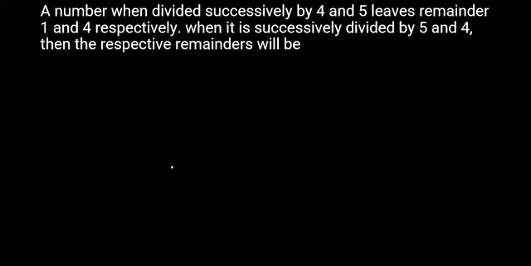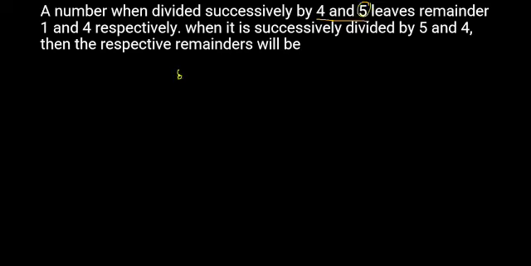Now this is called the successive division concept. When a number is successively divided by 4 and 5 it leaves the remainders 1 and 4. When it is successively divided by 5 and 4, then what are the respective remainders? Very good question again. Now you take the first two numbers 4 and 5. In this 4 and 5, which is the biggest number? 5 is the biggest number.